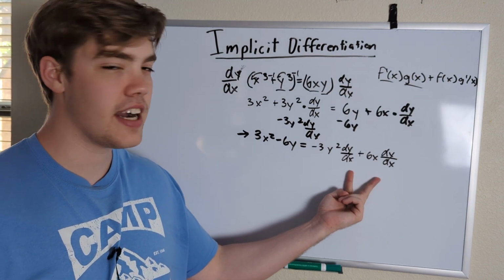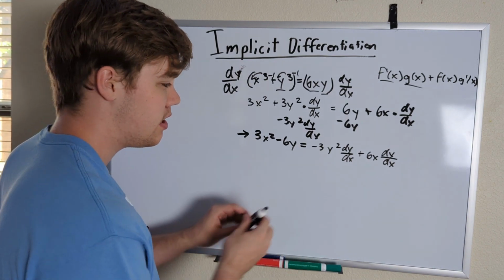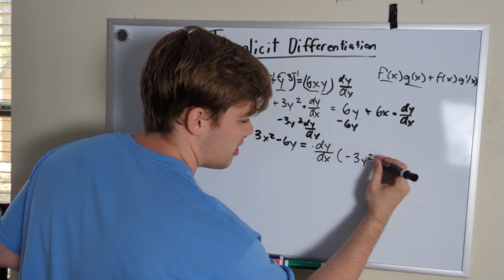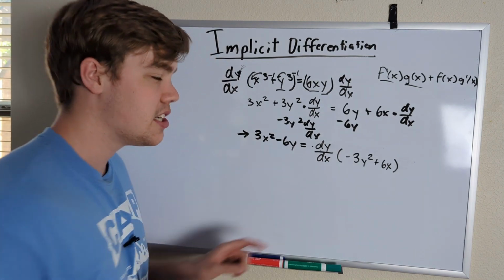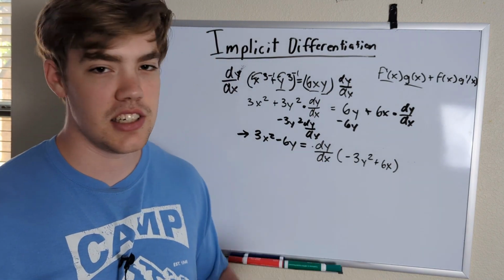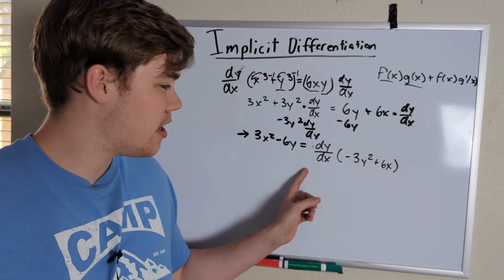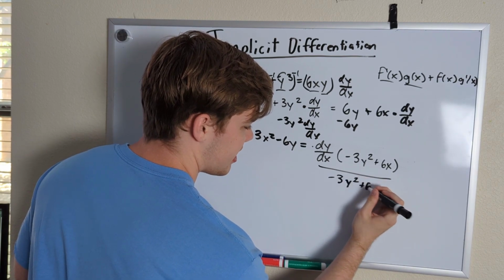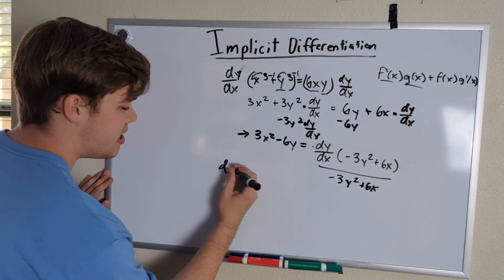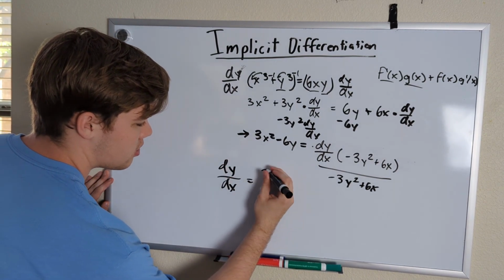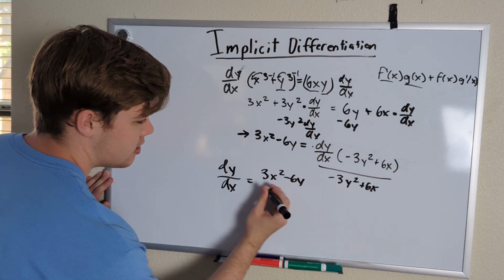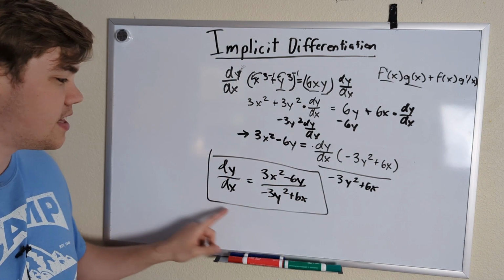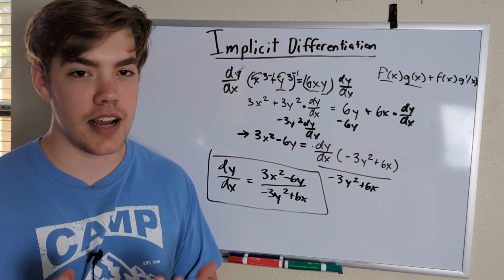But since these two do have a common factor of dy/dx, I'm going to change this into dy/dx times negative 3y squared plus 6x. We just factored out the dy/dx and multiplied it within the parentheses instead. It's the same thing. And of course, to isolate for dy/dx, we just have to divide all of this by negative 3y squared plus 6x. And we'll do the same thing on the other side. So dy/dx now equals 3x squared minus 6y divided by negative 3y squared plus 6x. And that is the derivative of our implicitly derived function.